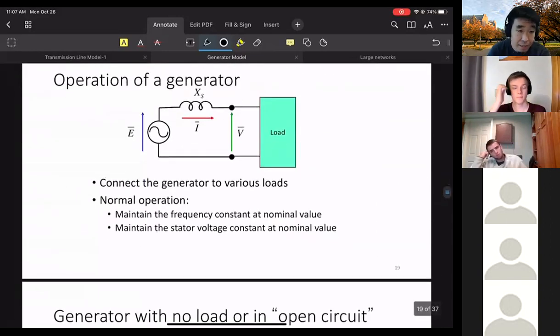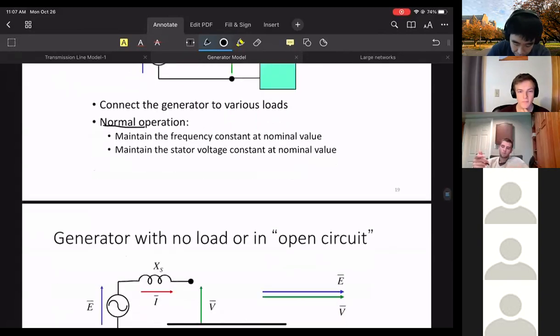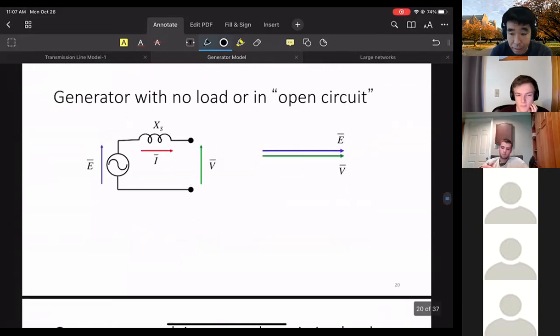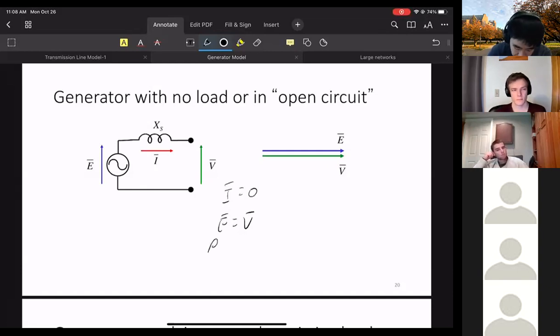So for example, if you connect to a load, we want to look at what happens at the load, and we're always going to assume normal operations. Assume the frequency is 60 hertz, assume the voltage is maintained constant. We assume the feedback loops do all these nice things for us. If the generator is in open circuit, there's obviously no current flow. The two voltages are exactly the same because there's no current drop through the synchronous reactance, and both P and Q are equal to zero. So this is the base case.